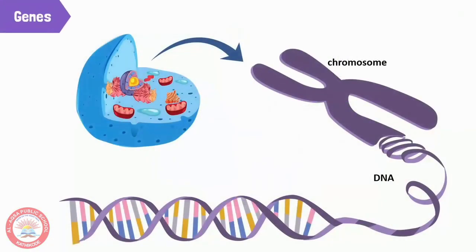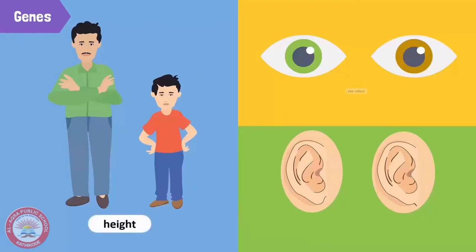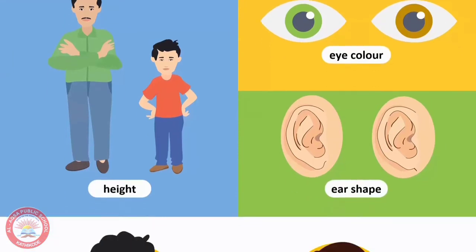Genes are units of heredity or units of inheritance. They are short segments of DNA. This is responsible for characters passed from the parent to the offspring. All the hereditary characters like height, eye color, ear shape, etc. are controlled by genes.